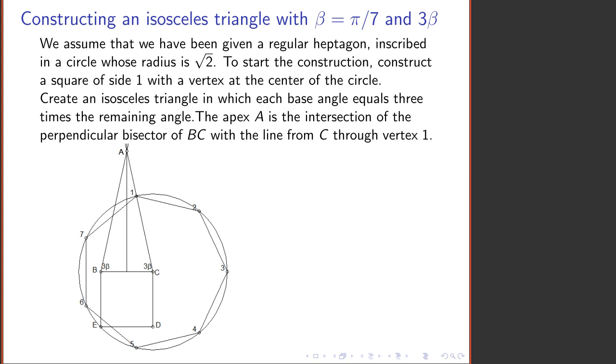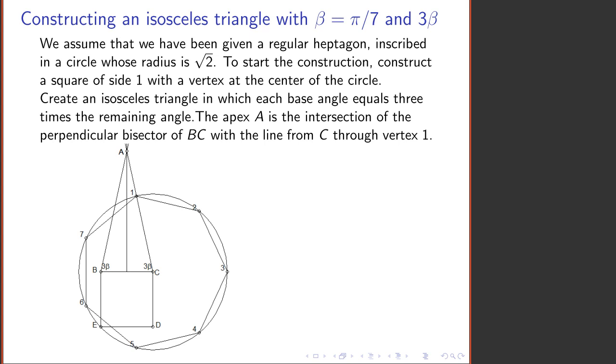So again, I'm going to solve the reverse problem. Given the heptagon, I'm going to construct a line segment split into 2 pieces such that the length y of one of those pieces satisfies the cubic equation I just showed you. And here's how I'm going to do this. The heptagon is inscribed in a circle whose radius is the square root of 2.